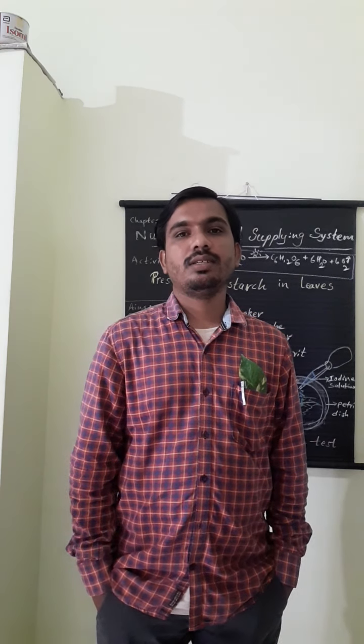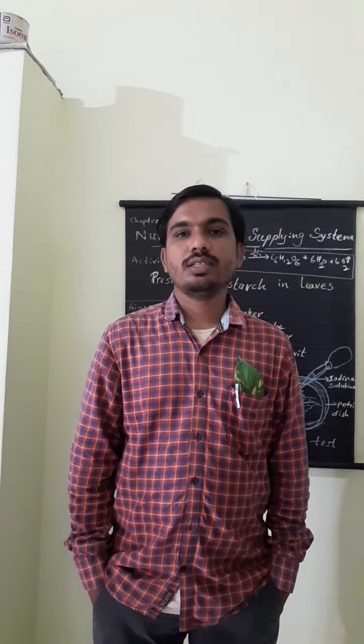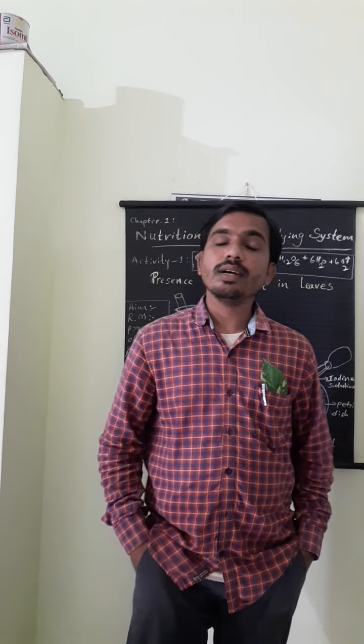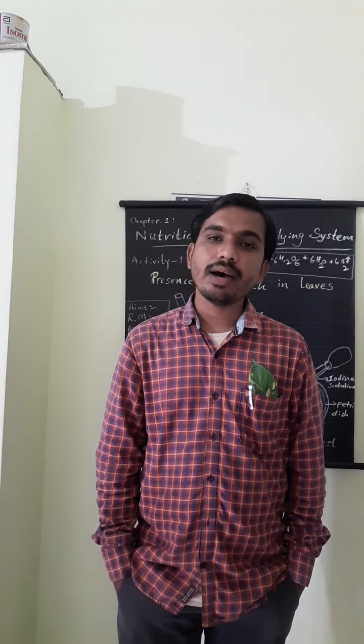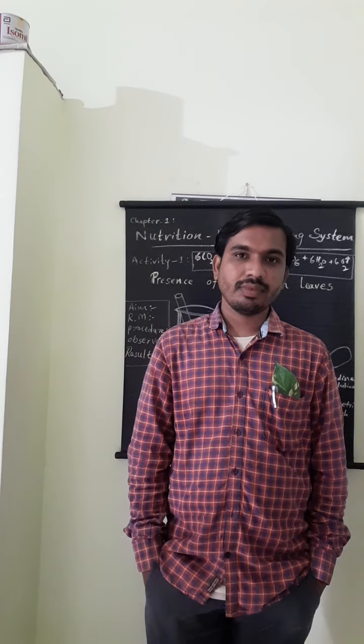In the first chapter, nutrition, the food supply system. In the previous class we discussed autotrophic nutrition and photosynthesis. In that, we finally learned the photosynthesis equation, which was derived by Robert Hill. It is a balanced equation.